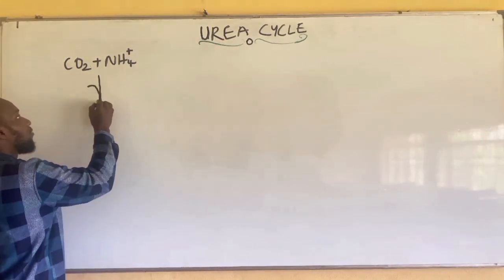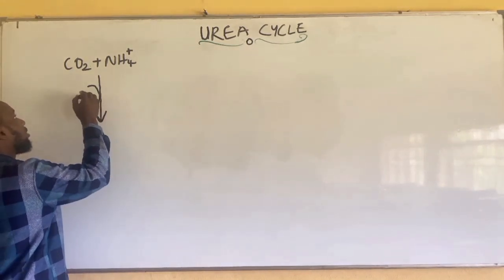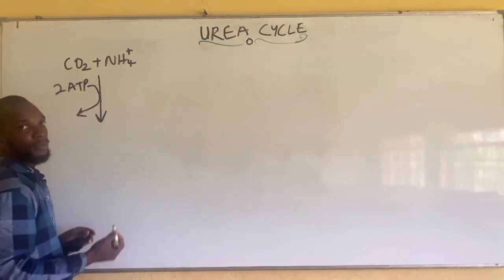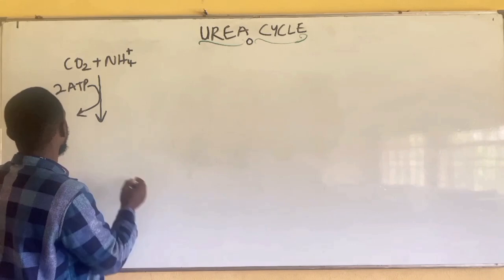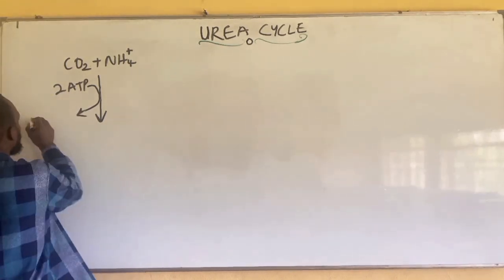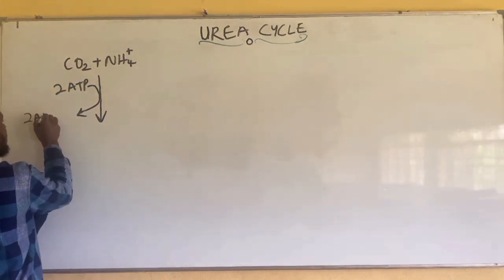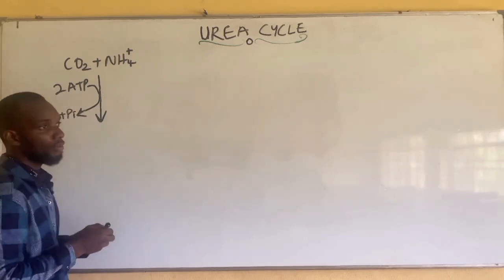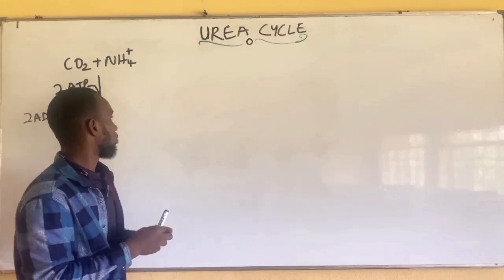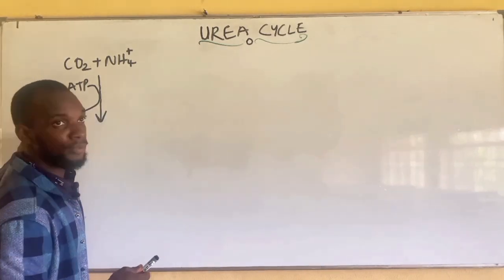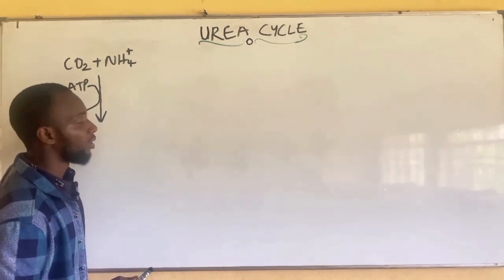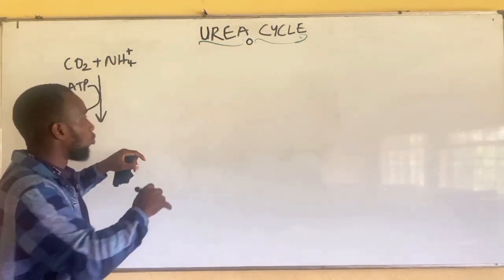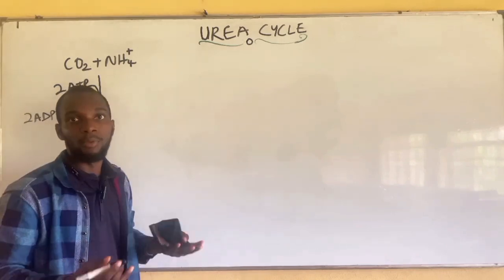ATP is an energy form. Two molecules of ATP are required for the synthesis of carbamoyl phosphate. It will then give out two molecules of adenosine diphosphate plus one phosphate group. You might ask, where is the second phosphate group? If two ATP were to cleave, it should give two ADP plus two molecules of inorganic phosphate. The second phosphate group will be incorporated into the carbamoyl phosphate.